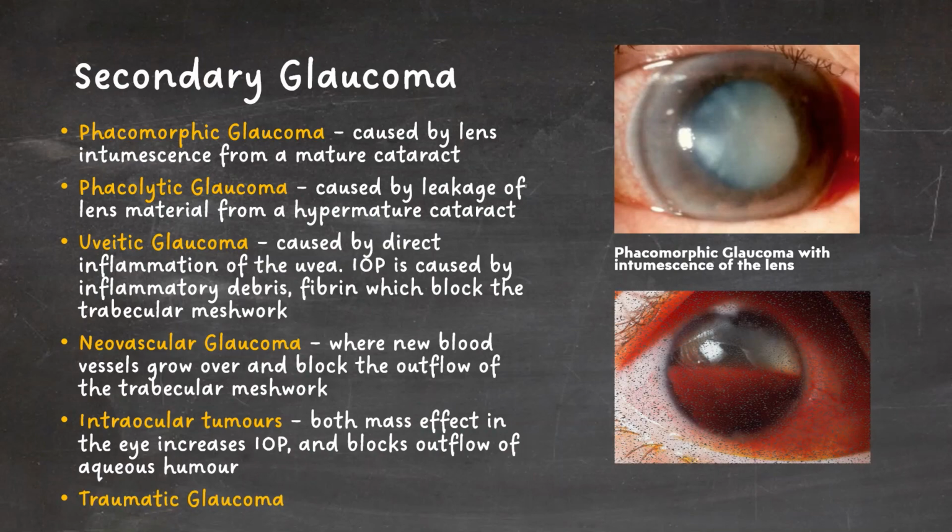And lastly, traumatic glaucoma. So this is, again, a brilliant example of a traumatic glaucoma where there is bleeding in the anterior chamber, or hyphema, and this is causing the glaucoma in this patient.